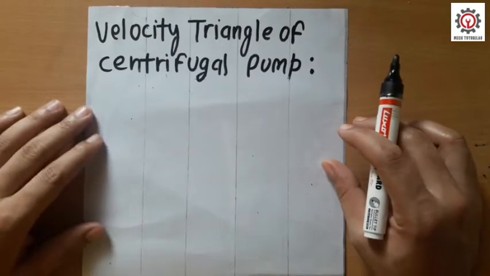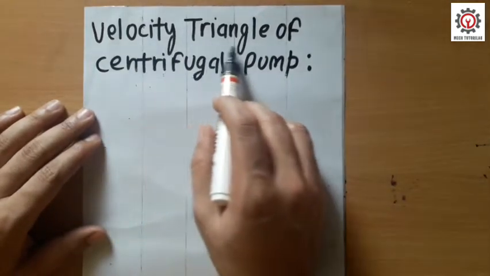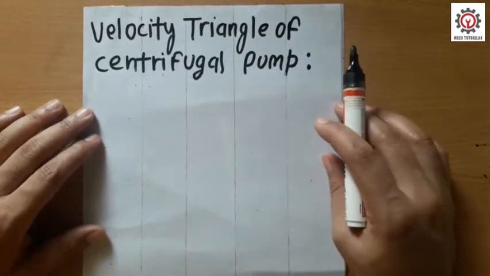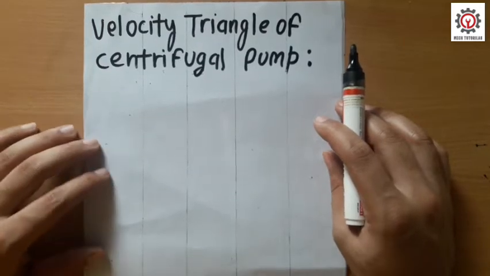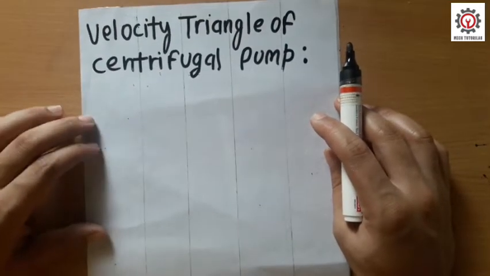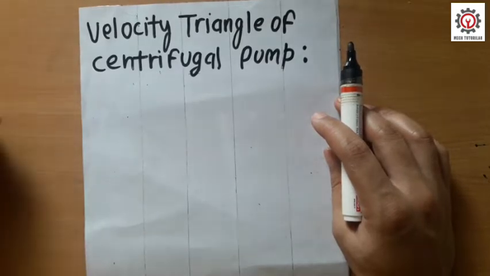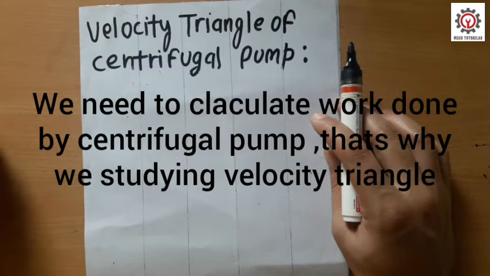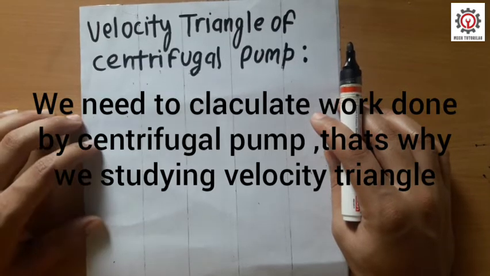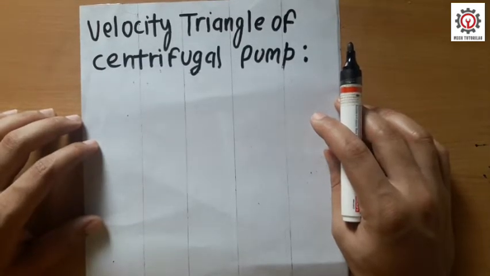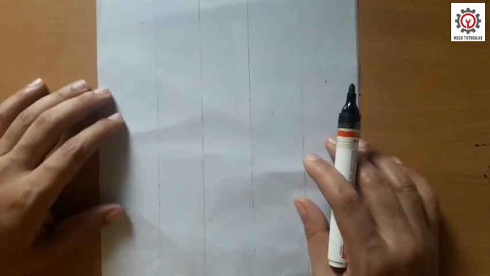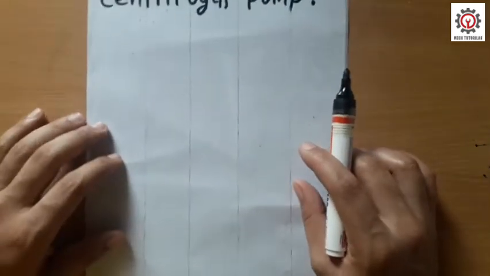My name is Arnav. In today's video we will discuss the velocity triangle of a centrifugal pump, same like we discussed the velocity triangle of a turbine, right? So why do we study the velocity triangle? Because we have to calculate the work done, and for that it is very essential to know all the inlet and outlet velocities and their relations through the curved vanes of a centrifugal pump.